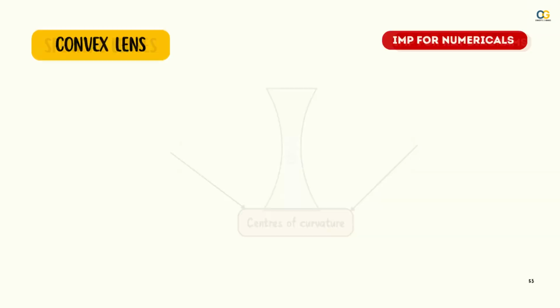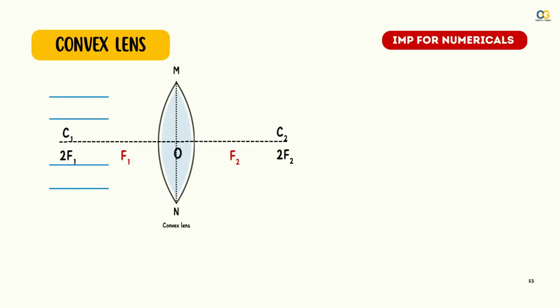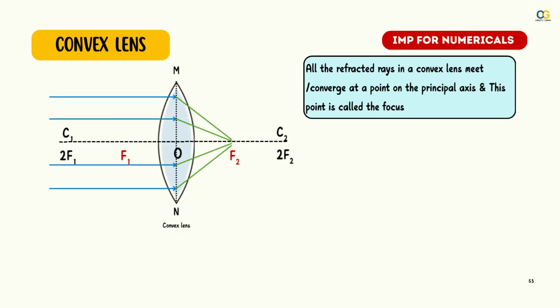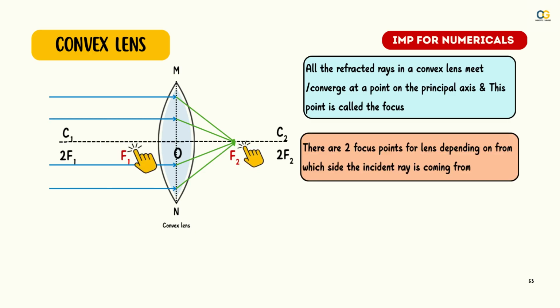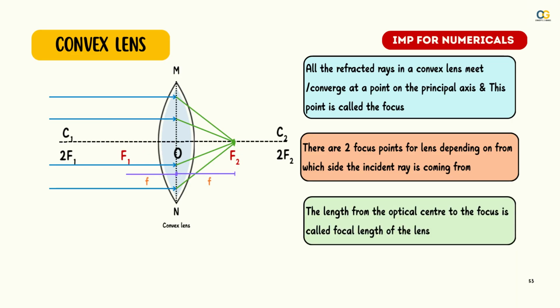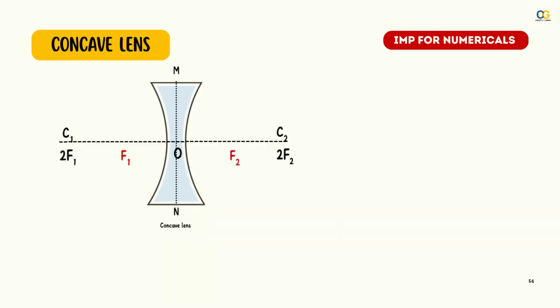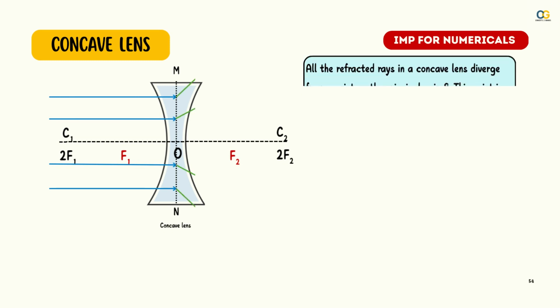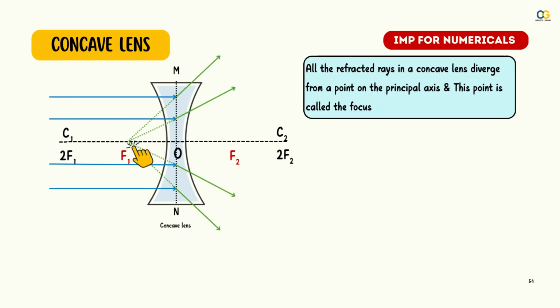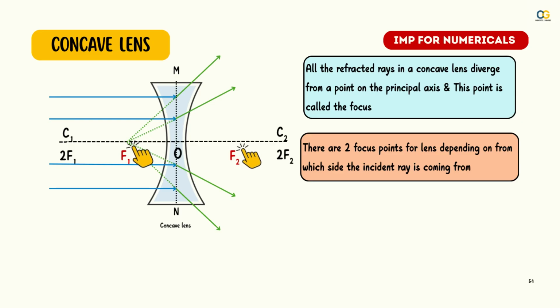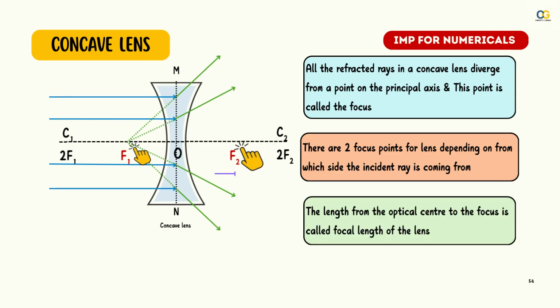A convex lens, which is also called a converging lens, converges all the refracted rays to a point on the principal axis, which is called the focus. Now there are two focal points for a lens depending on which side the incident ray is coming from. The length from the optic center to the focus is called the focal length of the lens. Similarly, a concave lens diverges all the refracted rays from a point called its focal point, and there are two focus points for a lens depending on which side the incident ray is coming from. Again, the length from the optic center to the focal point is called the focal length of the lens.